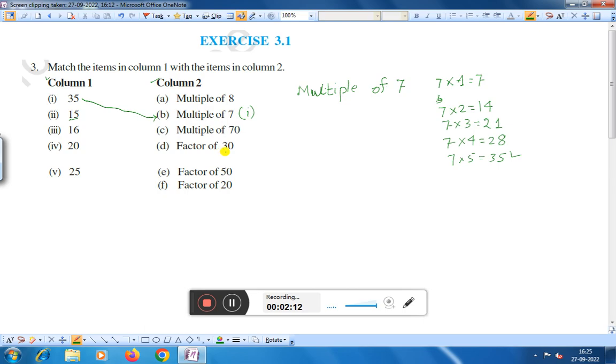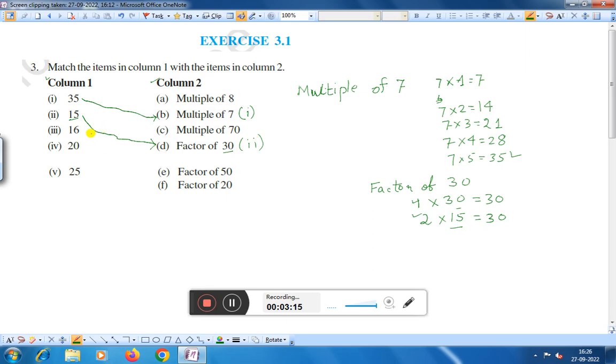Right? If you find the factor of 30, let us take the factor of 30. Factor of 30 can be written as 1 into 30 is equal to 30. 2 into 15 is equal to 30. Therefore, we are finding that the factors of 30 are 1, 2, 15 and 30. Therefore, we can say that 15 is the factor of 30. Therefore, question number 2 is 15 is the factor of 30. Right? This is D, that means 2. This is 2. Right? Now 16.